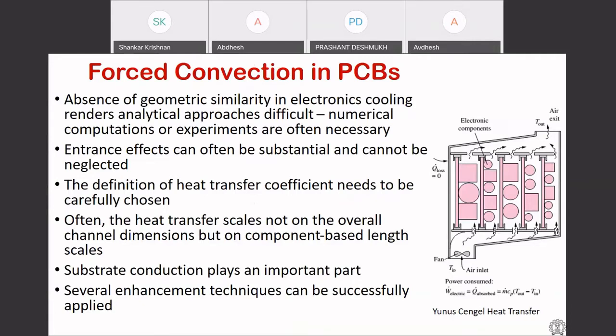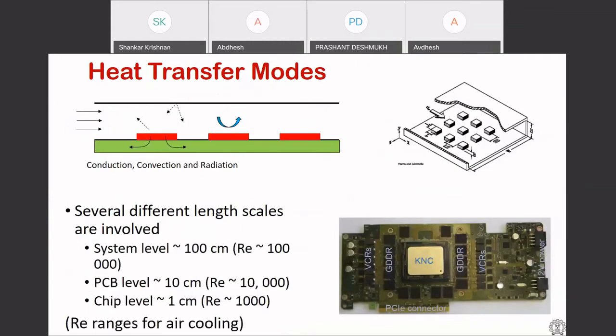So the substrate conduction plays a role, so you have conjugate heat transfer happening in these, and the heat transfer, which I will discuss a little bit more, is actually much more involved than what we typically teach in a class, where we talk about flow through a pipe and flow over a flat plate and tubes and so on. Here there are innumerable heat sources that make it really hard to choose a heat transfer coefficient. So we'll discuss some aspects later.